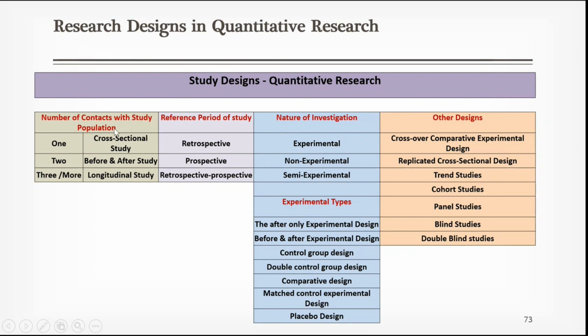Okay, so basically we have three basic categories: based on the number of contact points, based on the reference period of the study, and the nature of investigation. These are three basic categories of classification of study designs in quantitative research. Those designs under quantitative research that cannot be classified under any of these categories are labeled as other designs in quantitative research. And they are comparative design, replicated cross-sectional design, trend studies, cohort studies, panel studies, blind studies, and double-blind studies. So in today's lecture, we will discuss quasi-experimental design, that is semi-experimental study design, and other designs that are used in quantitative research.